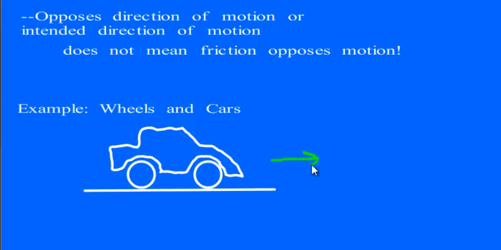Now that may seem contradictory because we just defined friction as opposing the direction of motion, right? And you're thinking, well, the car's to the right, how can the friction be to the right? Well, let's take a look at what's going on at the surface. If this car is moving to the right, then the wheels are rotating this way, right? So that means that actually the surface of the wheel is trying to scrape to our left, which means that friction will resist that intended motion and push to the right.